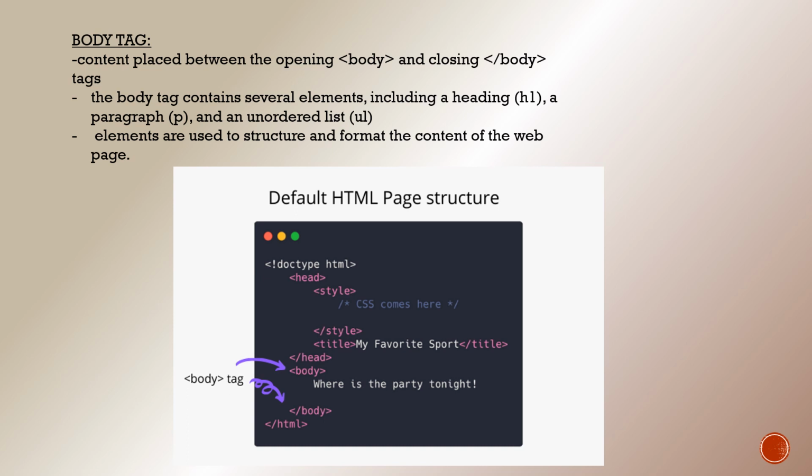If you see the image here, default HTML page structure. The basic HTML structure or code would be: we'll be starting with the HTML tag. Then we'll be going with the head tag. In the head tag, we'll be having the title tag. If you see here, my favorite sport would be within the title, where it starts with the title and ends with the title tag. Then if we go with the body here, where is the party tonight? We'll be starting with the body and ending with the body tag.